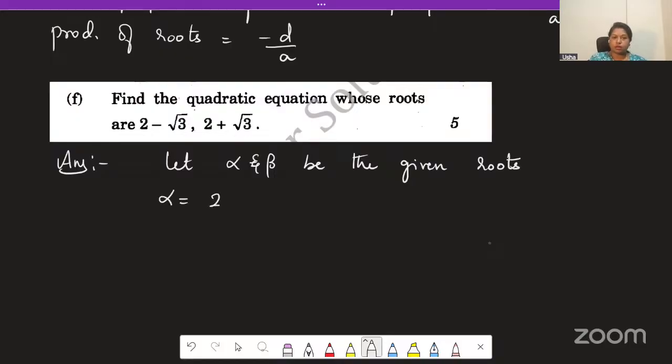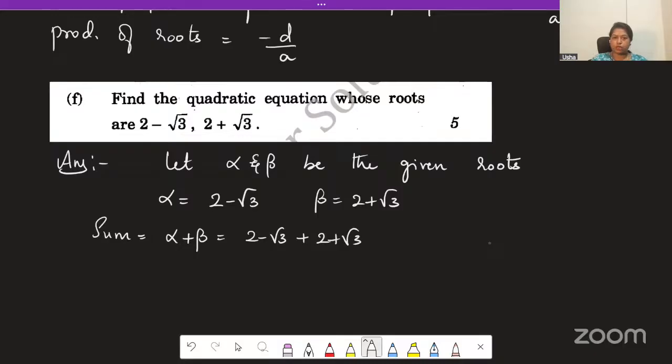Alpha is 2 minus root 3. Beta is 2 plus root 3. First, write sum of the roots. I'm just writing sum. You should write sum of the roots is equal to alpha plus beta. It is 2 minus root 3 plus 2 plus root 3. Minus root 3 plus root 3 gets cancelled. You get 4. This is sum of the roots.